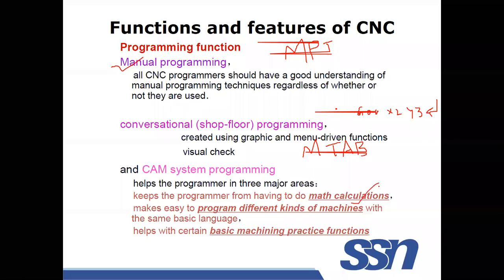Automatic mathematical calculation is also available. Supposing I want to move from this point, say 2, 5, to another point somewhere, 10 comma 12, for instance. I want to divide this straight line into two halves. I need to find the midpoint of it, but you need not do the mathematics. There will be a standard function that gives you the automatic calculation of the midpoint. Likewise, these functions are available in the CNC machine too.